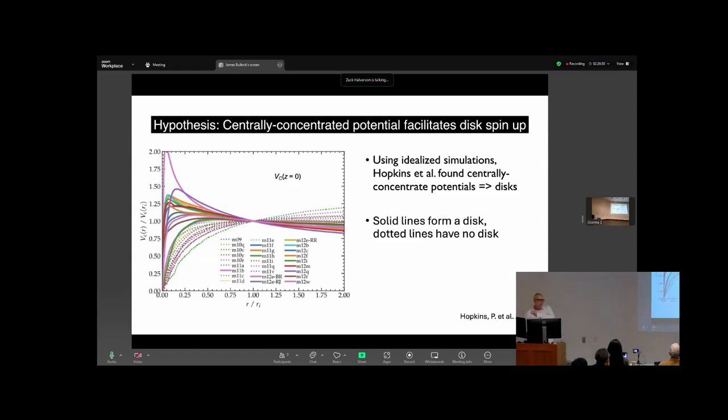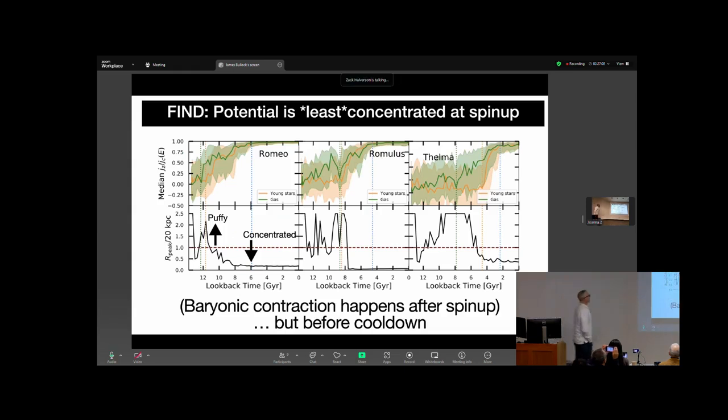And the question is, if we just track these M12s with time, is that what's happening here? Does the central potential get cuspy and then the disk spins up? What we find is actually pretty surprising, and in fact sort of the opposite is going on. It turns out that at spin up, this is a measure of how cuspy the central potential is. The bigger this number is, the more puffy the rotation curve is, and the smaller it is, the more peaky the rotation curve is. So almost every time, they spin up about the time where it's maximally puffy. So it's the least concentrated when things spin up.